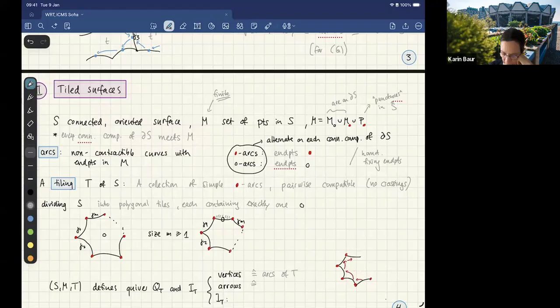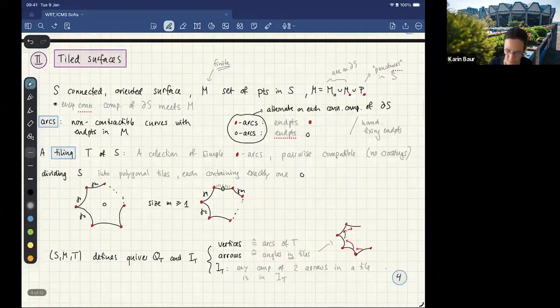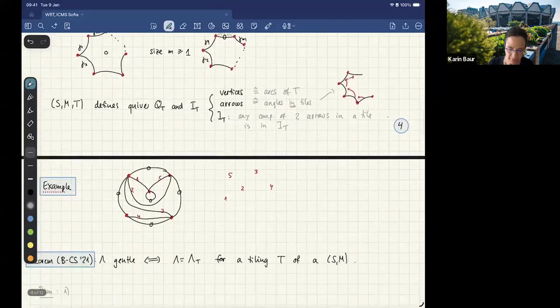Arrows are from angles in tiles, as illustrated on the right, and then the ideal is generated by the composition of two arrows in a tile. Okay, we're still not at the string algebra. This is only the gentle relations, but let's look at an example.